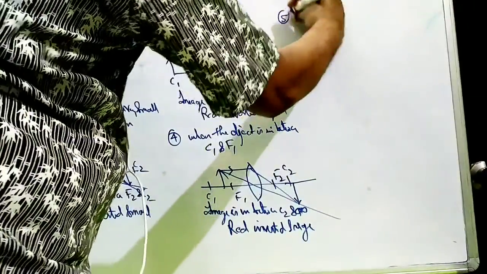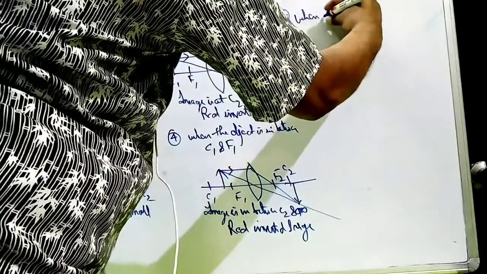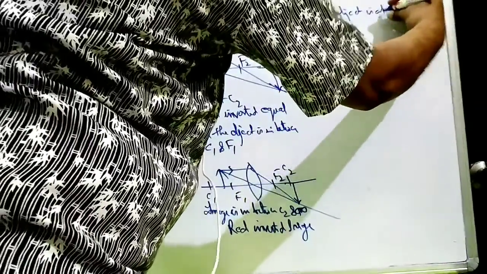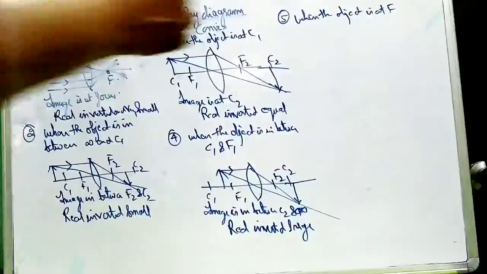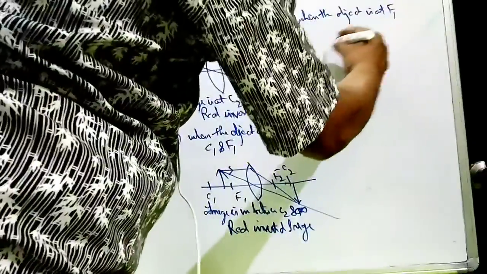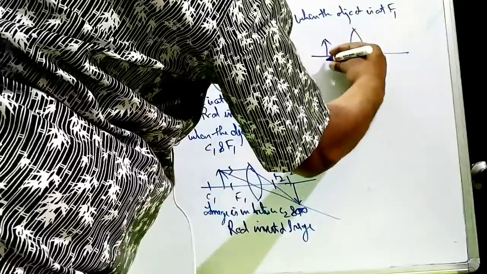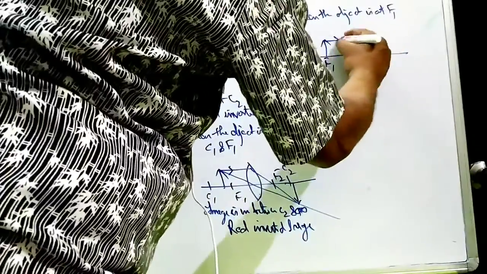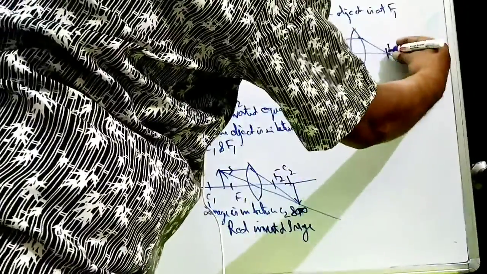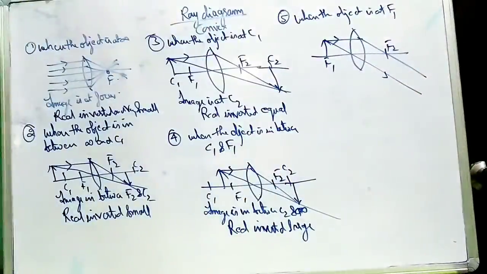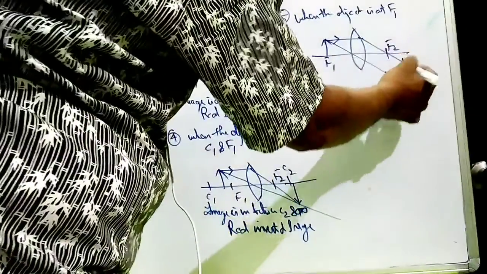Number fifth, when the object is at focus f1. So the focus f1 will be on the left hand side. This ray will be parallel. After refraction, it will pass through focus, and this second ray, which is passing through the optical center, will pass straight. So they will not be meeting. Both the rays will become parallel to each other.